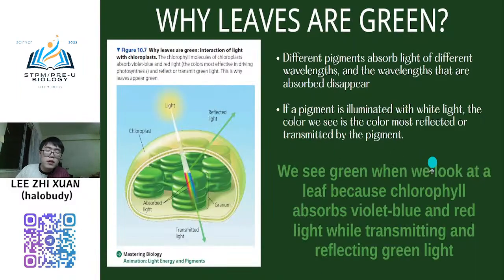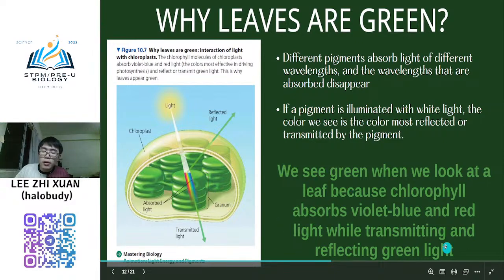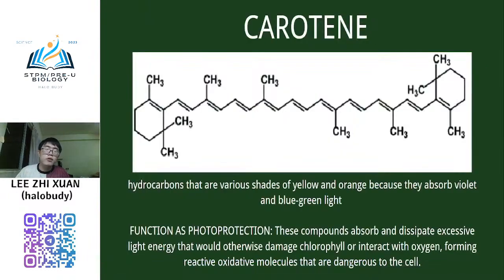Same as this chlorophyll. If you look at this, the opposite part of the violet, blue and red light is green light. So same as this, the opposite of the blue-green light is yellow and orange.